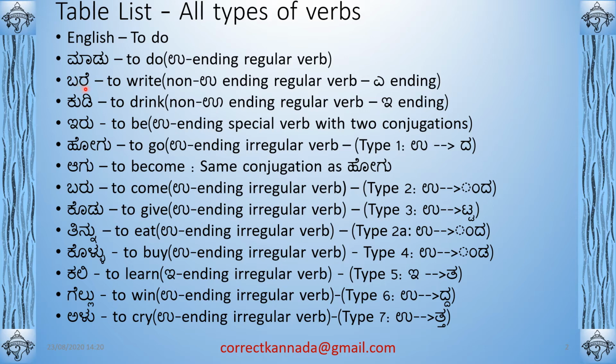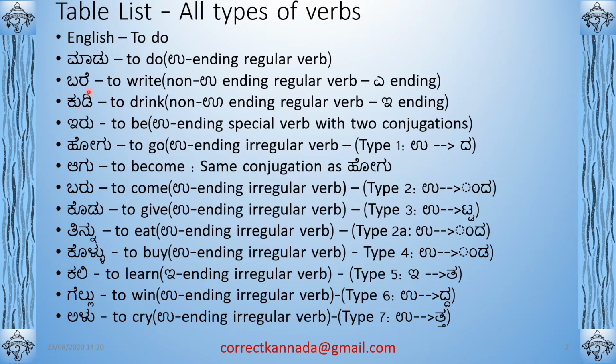Then Bare. This is an 'a' ending. Bare means to write. It's a non-'oo' ending, but it's 'a', and this is also a regular verb. Third is Kudi. Kudi is to drink. Again, it's a non-'oo' ending and it's 'e' ending. So most of the Kannada verbs fall into these three types: Madu, Bare, Kudi.